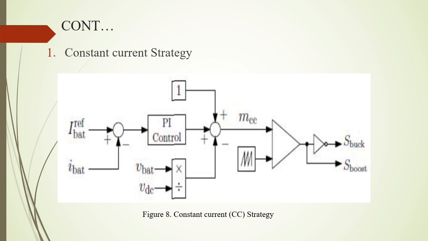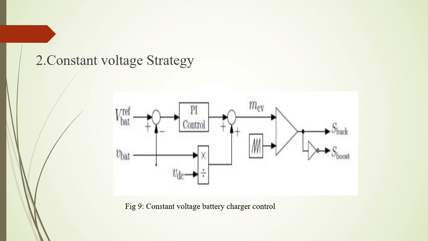The first one is the constant current strategy. This charging scheme helps to eliminate imbalance of the cells and batteries connected in series. In the CC strategy, the battery operates as a constant current source. The converter will operate in boost mode, that is the discharging process.